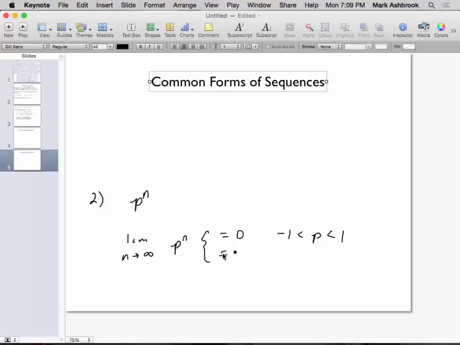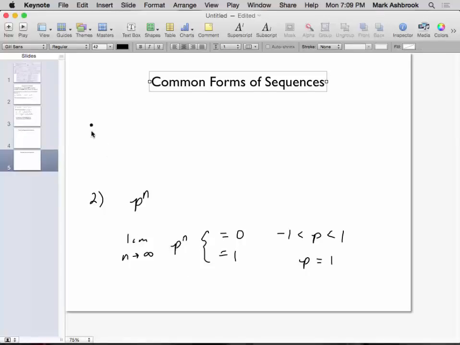Okay, this also equals 1 if p equals 1, but that's trivial. They're just all 1s. You just have a sequence of 1s. 1, 1, 1, 1, 1. But if this p is greater than 1 or less than or equal to -1, it's divergent. Which makes sense. If it was 2, it'd be 2, 4, 8, 16, 32 would be your sequence. And that wouldn't converge. And if it's negative, then it's going to alternate and get bigger.